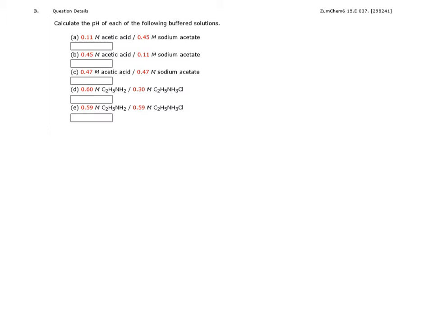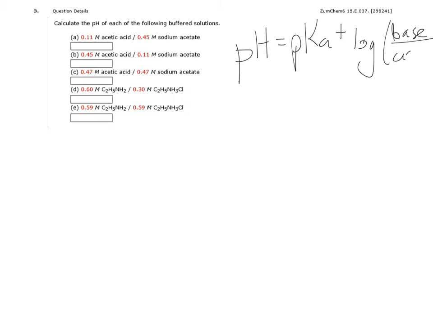In this question, we're given 5 different buffer solutions and asked to find pH. The easiest and fastest way to do this is to use the Henderson-Hasselbalch equation. I like to use this equation in this format, whether we're dealing with a weak acid or a weak base and its conjugate. The pH will always equal the pKa plus the log of the base concentration over the acid concentration.